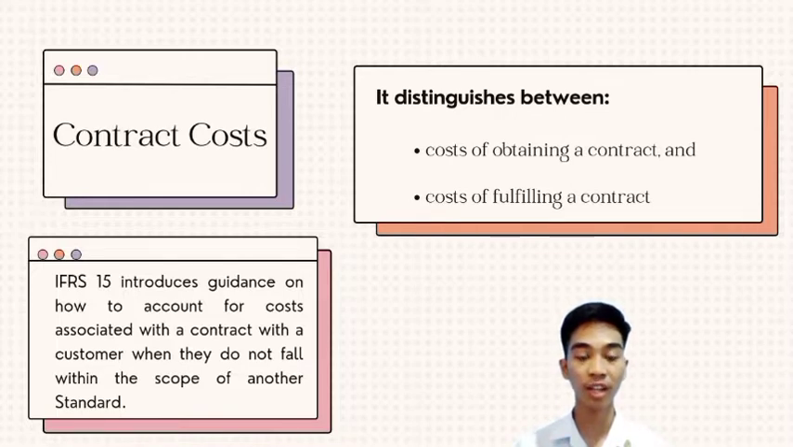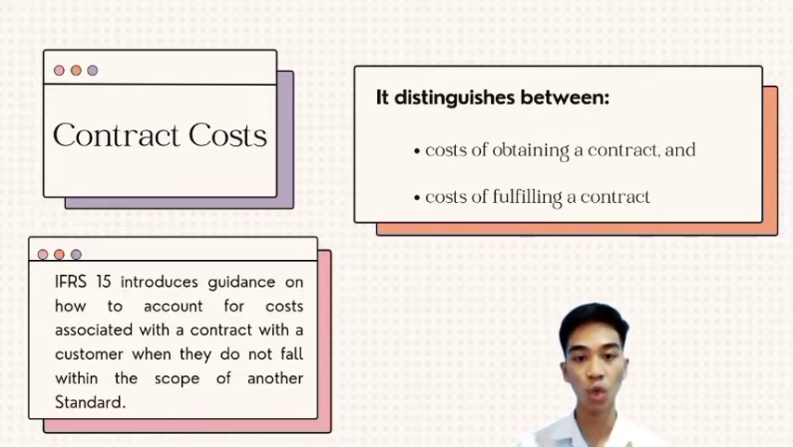Cost to obtain a contract. The previous IFRS did not include specific guidance on the accounting for the cost to obtain a contract with a customer. In fact, it is only in limited circumstances that direct and incremental recoverable costs to obtain an identifiable contract may qualify for recognition as an intangible asset under IAS 38.